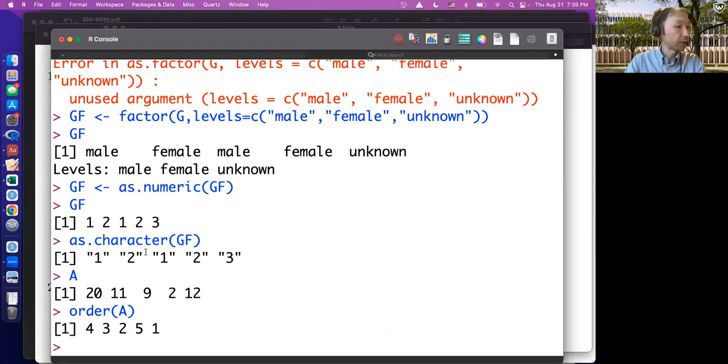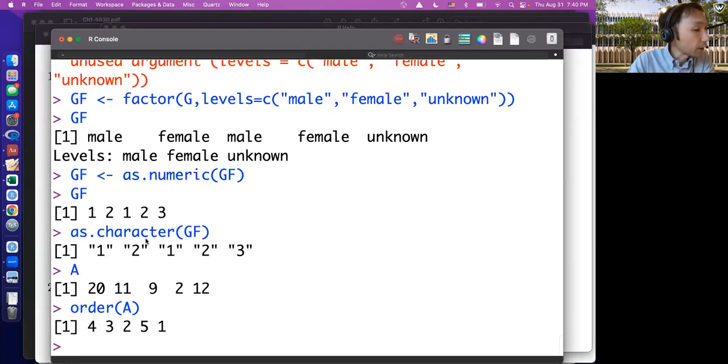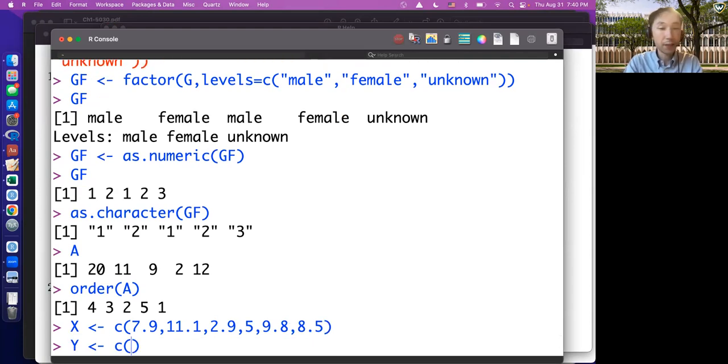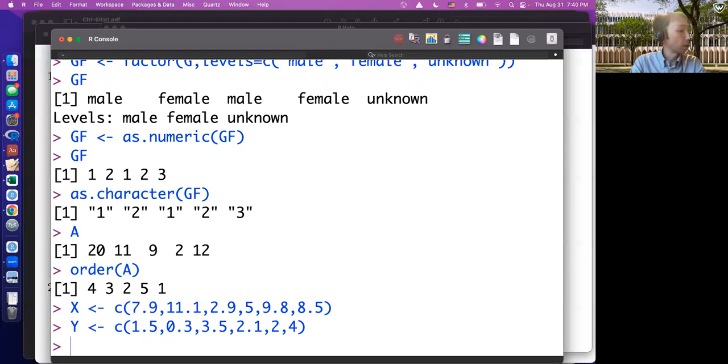the answers for the questions quickly, the first question is, sorry, we have exercise 1. We have the unemployment rate X. So X is these numbers: 7.9, 11.1, 2.9, 5, 9.8, and 8.5. Okay, and Y is 1.5, 0.3, 3.5, 2.1, 2, and 4. Then we want to calculate the misery index for this.